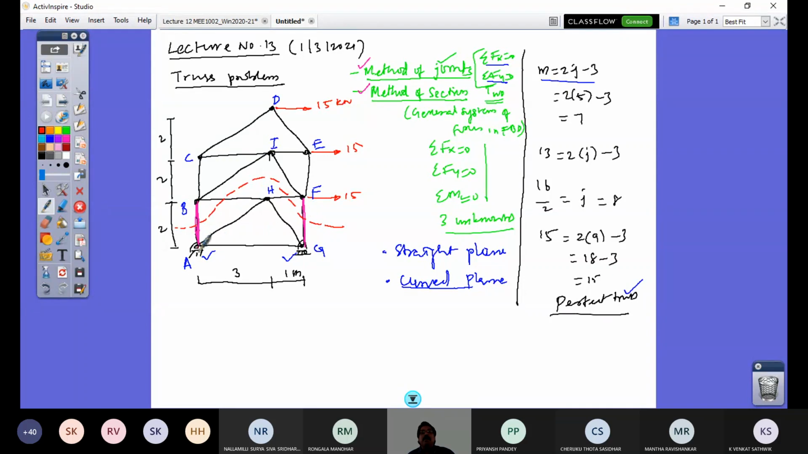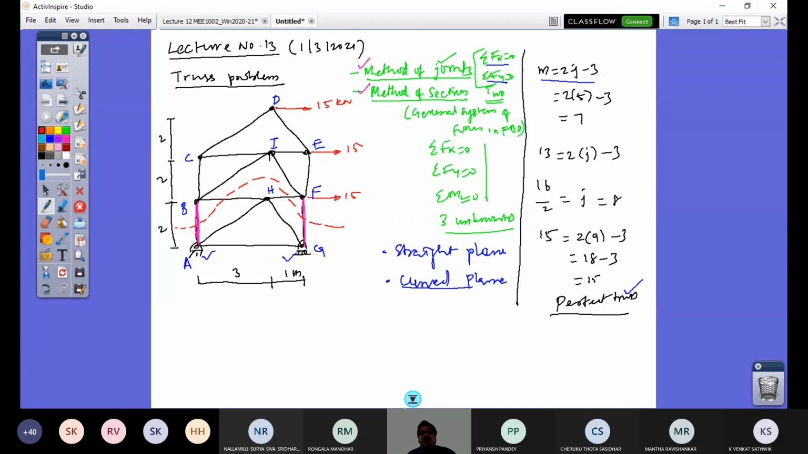So how many members does it cut? Member AB, member BH, member HF, and member FG. Four members are cut, and it makes a truss upper part and lower part. In the upper part, I don't require this support reaction. In the lower part free body diagram, of course, I require this support reaction. So I would choose the upper part free body diagram wisely and solve the problem in one step, finding these two unknowns. That's what I'm going to do.